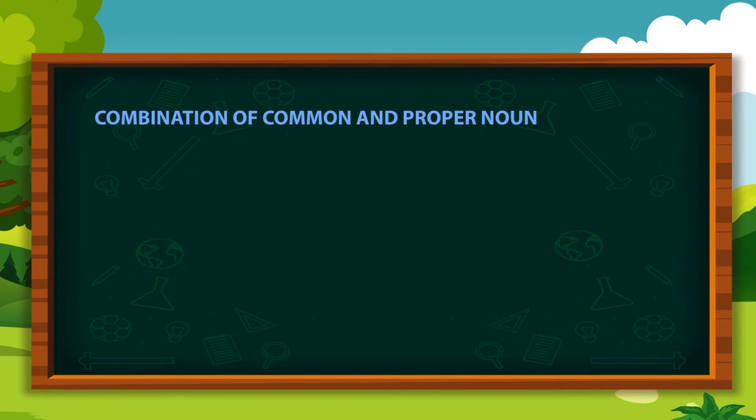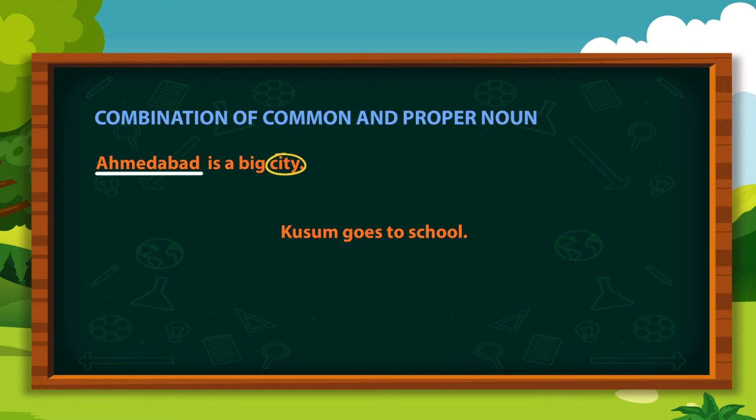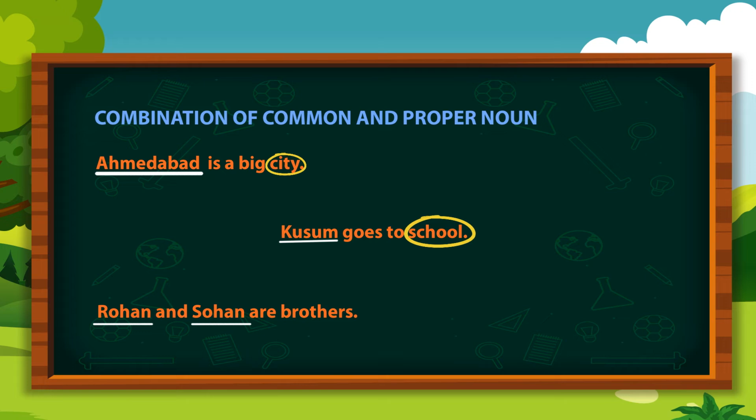Now, a combination of both common and proper nouns. Ahmedabad is a big city. Here, Ahmedabad is a proper noun and city is a common noun. Next is Kusum goes to school. Here, Kusum is a proper noun and school is a common noun. Next is Rohan and Sohan are brothers. Here, Rohan and Sohan are proper nouns and brothers is a common noun.